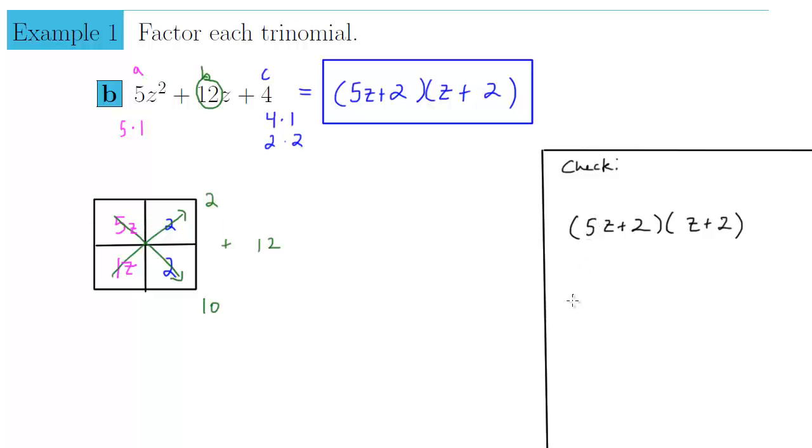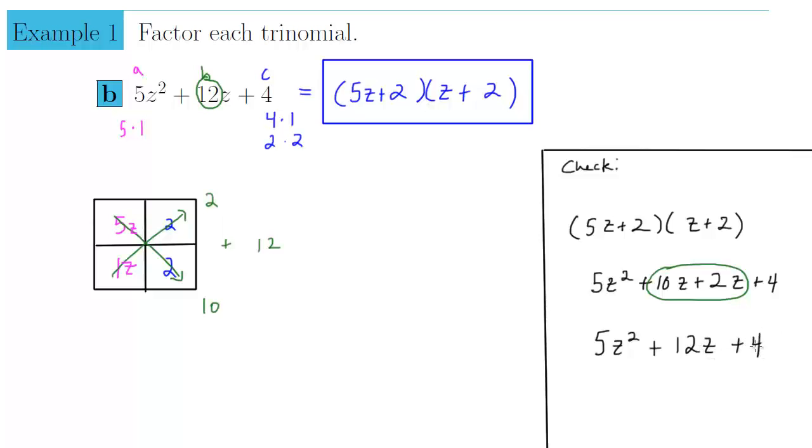You would do 5z times z, which is 5z squared. Then you would do 5z times 2, which is 10z. Then you would do 2 times z, which is 2z. And then you would do 2 times 2, which is 4. Finally, after collecting like terms, you'll get your 12z back in the middle. So altogether here we'll have 5z squared plus 12z plus 4.